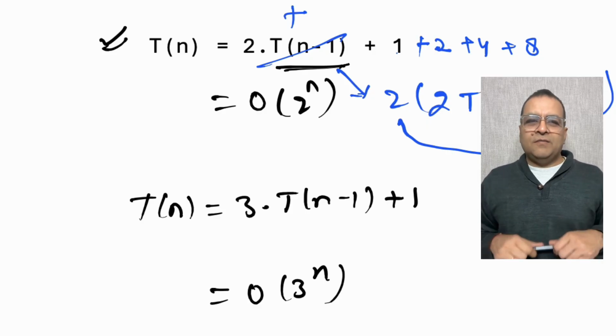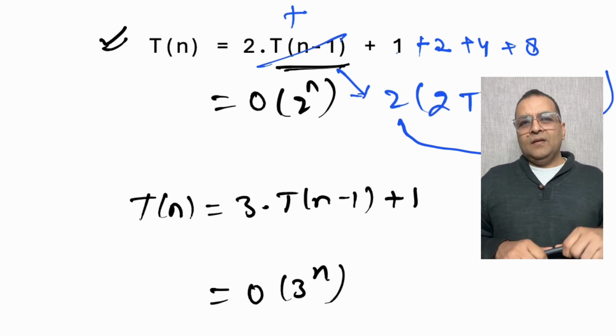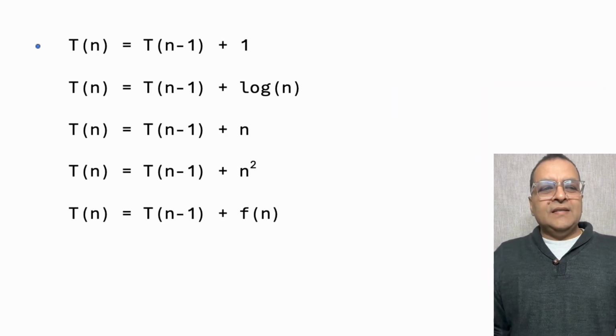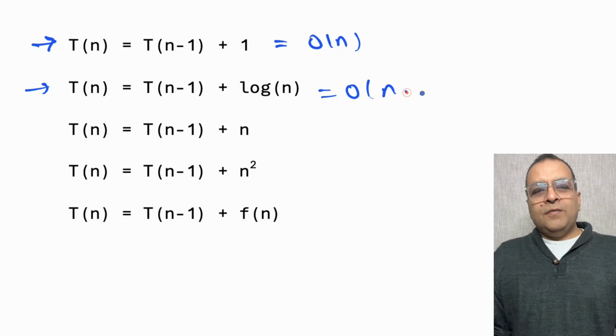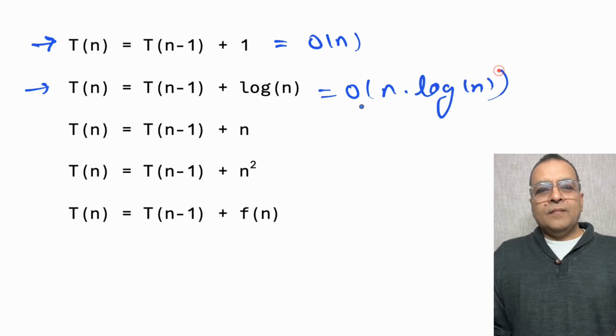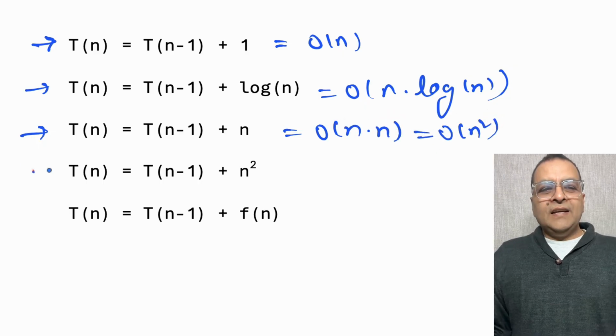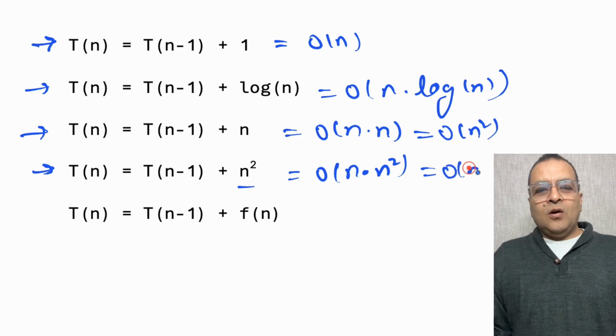So whether you solve it using the function call tree, or the memory model, or the substitution method of recurrence equation, you will get the same result. Let us recap what we have seen. If the recurrence is like this, then the answer will be big O of n into 1. If the recurrence is like this, then the answer is big O of n log n. If the recurrence is like this, then the answer is big O of n into n, or big O of n square. If the recurrence is like this, then the answer will be big O of n into n square, or big O of n cube.